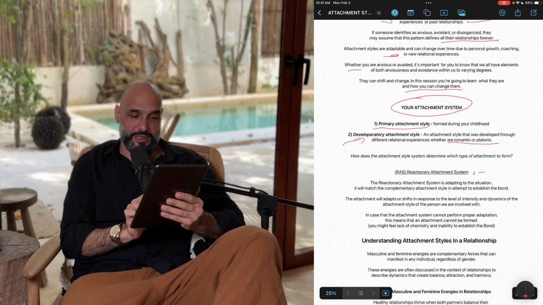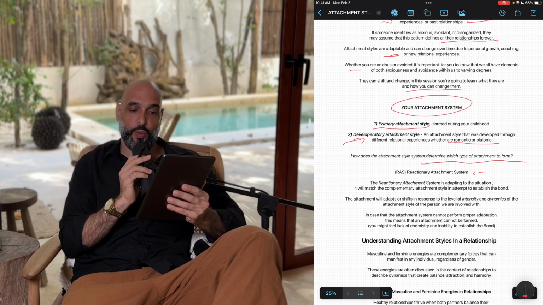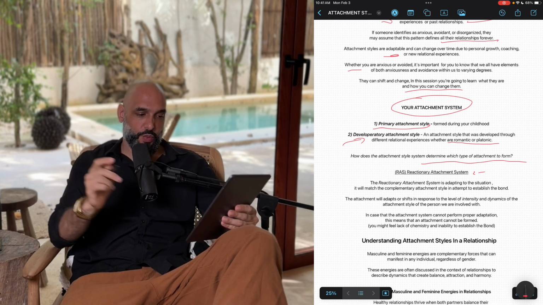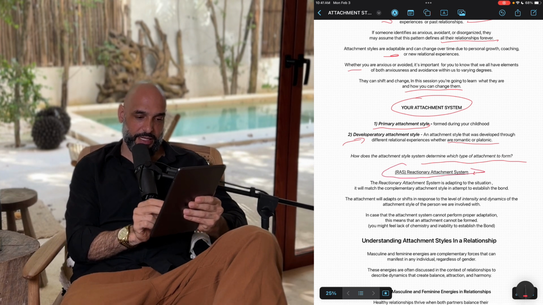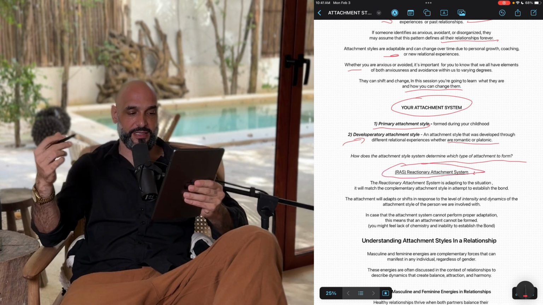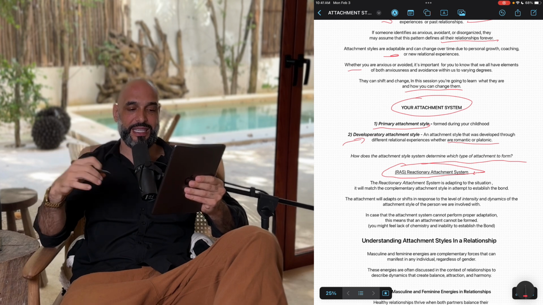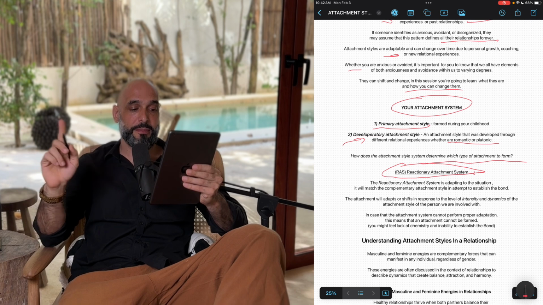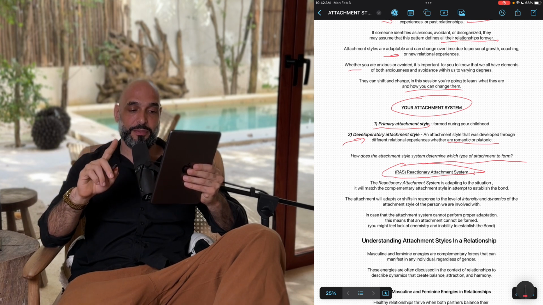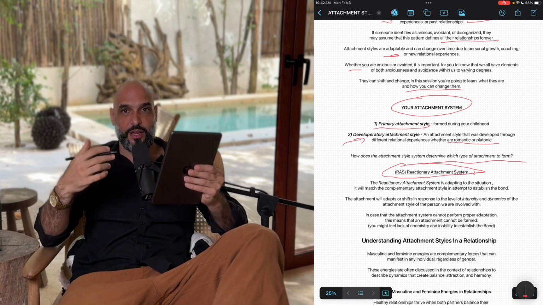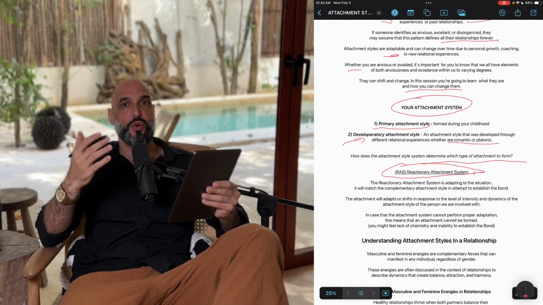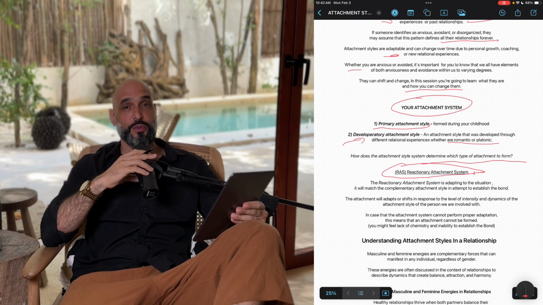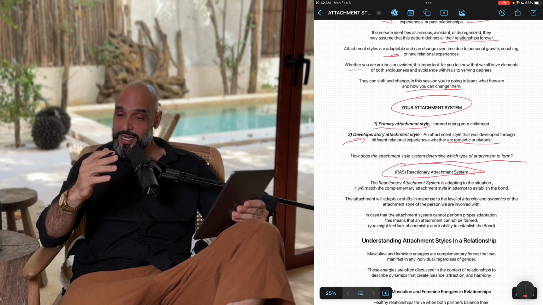Now, how does the attachment style system determine which type of attachment to form? This is where the RAS comes into play. This is your reactionary attachment system. The reactionary attachment system is adapting to the situation, and it will match the complementary attachment style in an attempt to establish a bond. If you are dating someone who is more anxious, you automatically will be more avoidant. Or if you're dating someone who is more avoidant, you automatically will be more anxious.